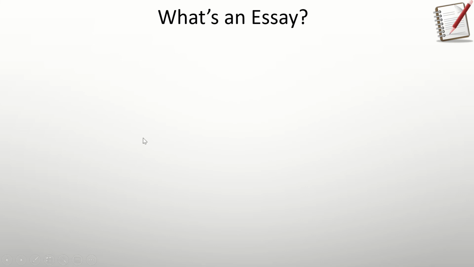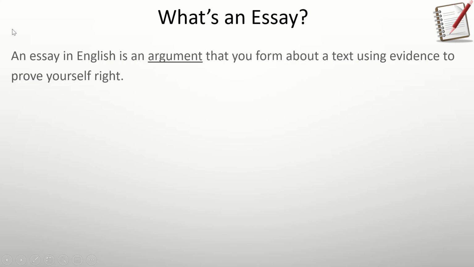So what is an essay exactly? Now you'll notice the symbol up the top here, so it means you need to write down this slide. An essay in English, because you'll write essays in other subjects, an essay in English is an argument that you form about a text using evidence to prove yourself right. So a text could be a poem, a short story, a novel, or a film. So it's an argument that you're saying this is what the poem is about. That's what an essay is.